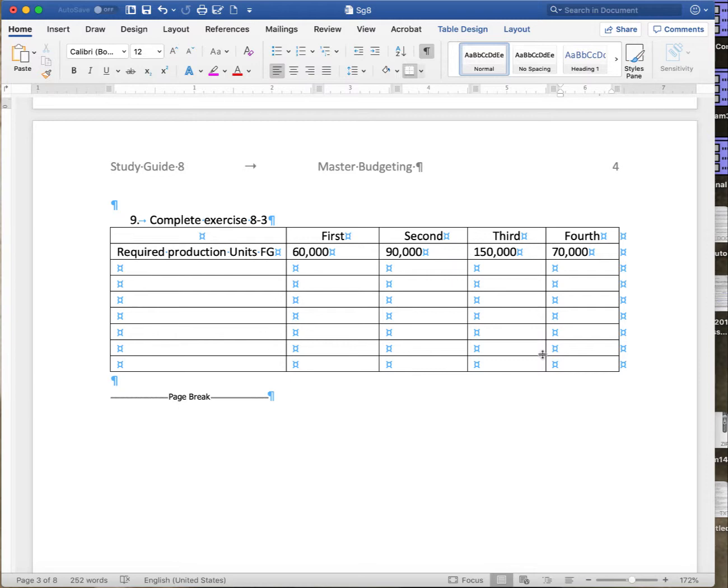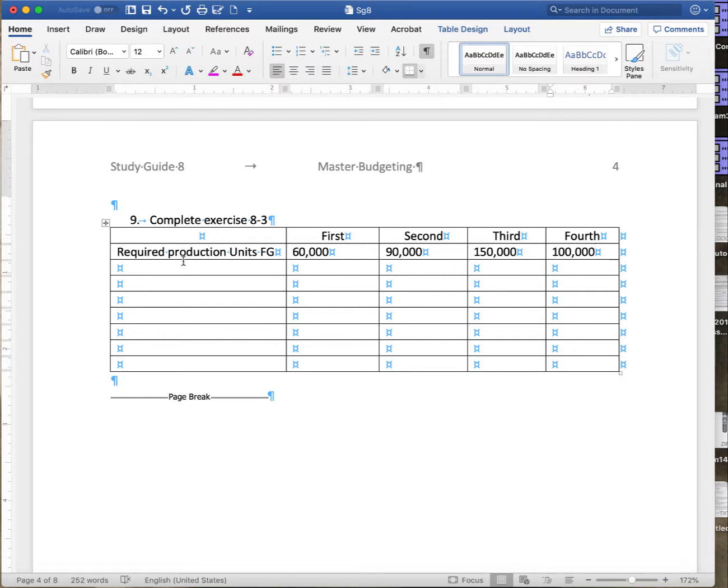So, first things first. Let's figure out this formula. We need to figure out how much raw material we need to buy. Well, that's easy. We already have the required production units. We got this from our sales budget. We're going to sell 60,000 first quarter, 90,000 in the second quarter. Third quarter, we're going to sell 150,000, and the fourth quarter, we're going to sell 100,000. Sorry.